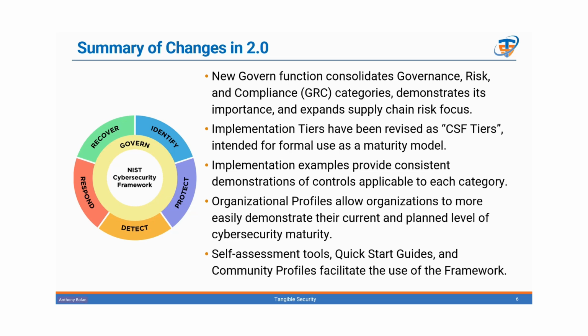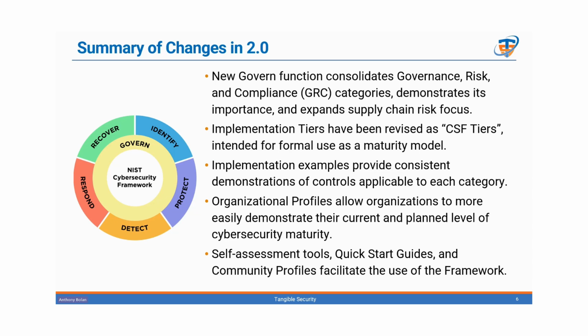The implementation tiers have been revised and are now just called the CSF tiers, and they're more formally intended for use as an actual maturity model. Generally, before they were seen as stepping stones, different levels that organizations could pursue, and that is still the case, but NIST always went back and forth with previous versions on whether you should really look at it as a maturity model that you take improvements on, level by level as opposed to broader recommendations. And so it's nice to see that they've done that.